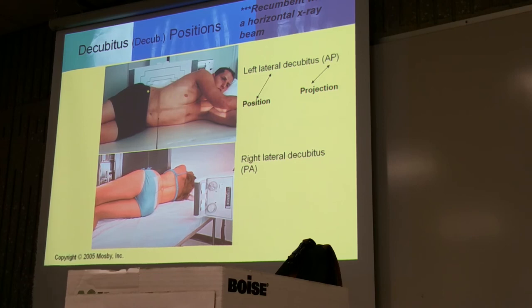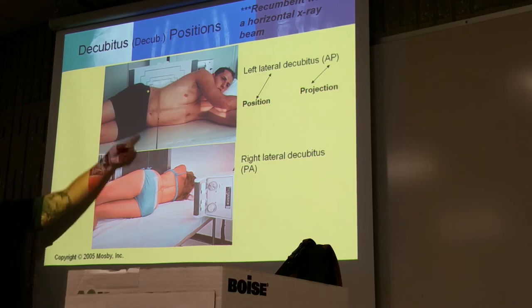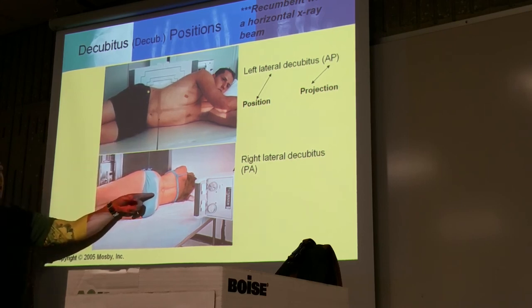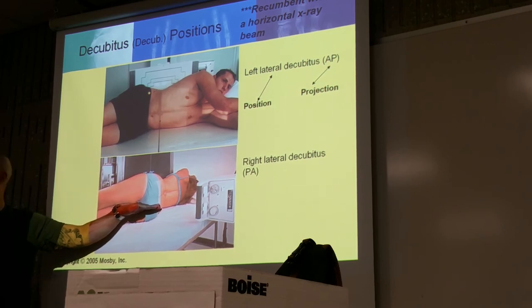But what if the beam was going through the side, horizontal, and they were supine, lying on their back? If it was going horizontally and they were on their back with a horizontal beam, that would be a dorsal decubitus. Would we have to say left and right?